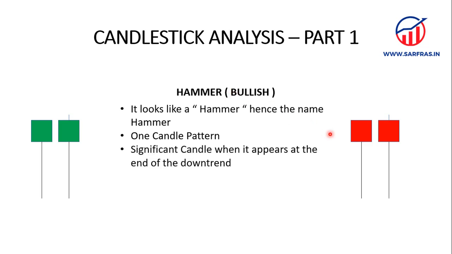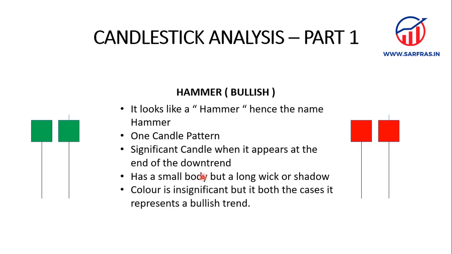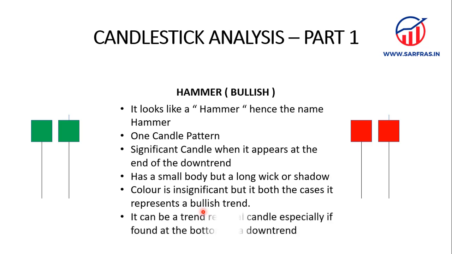Now the significance of this particular candle is very high, or it carries more weightage, when it appears at the end of the downtrend. That means in a series of candles, if you see a hammer in between, it wouldn't make that much of an impact as it would when it is seen at the bottom of a downtrend. Now the features I've already explained. It is a small body, long wick or shadow. Color is insignificant, but it represents a bullish trend. Now this can be a trend reversal candle, especially if found at the bottom of the downtrend.